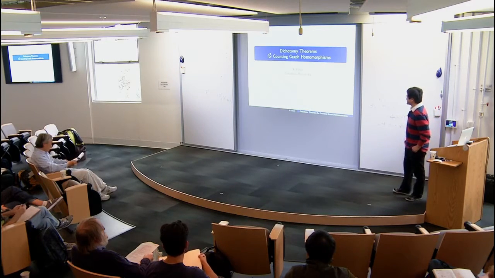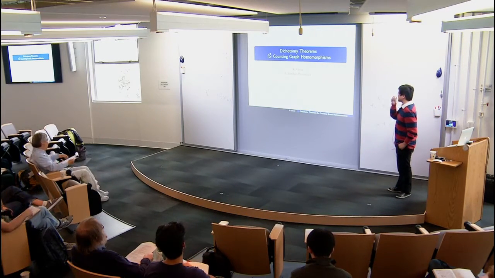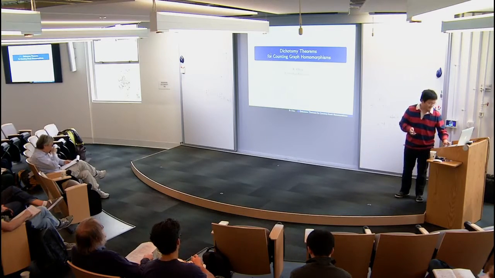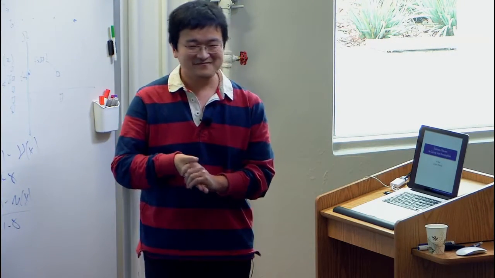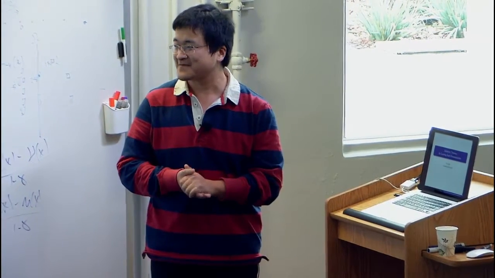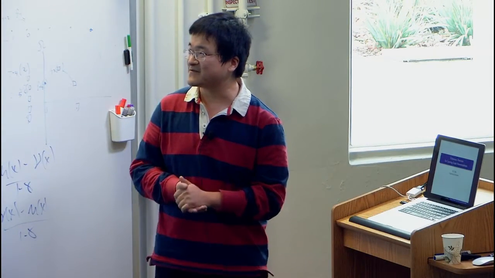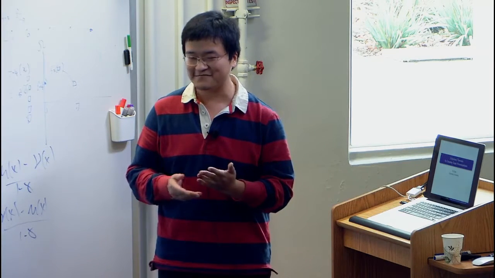So this talk is about dichotomy theorems for exact counting graph homomorphisms. In the talk, I will cover some of the dichotomy theorems for counting graph homomorphisms, and then I will try to show you some segments of the proofs, some for the algorithmic part and some for the hardness part, with the goal to demonstrate some of the commonly used techniques in this area.